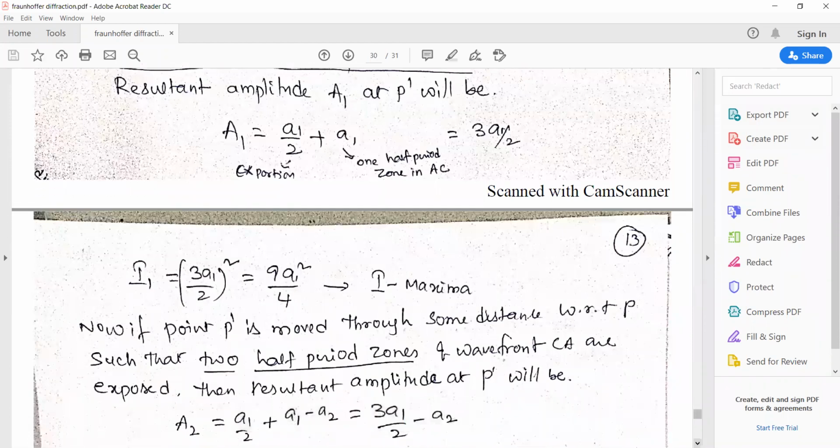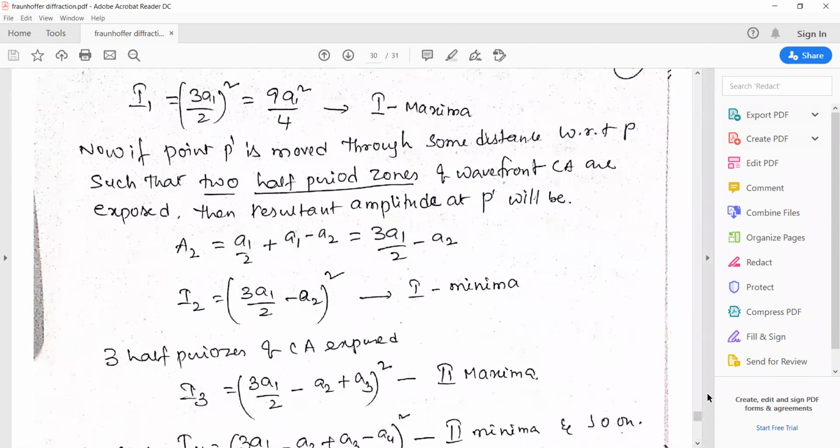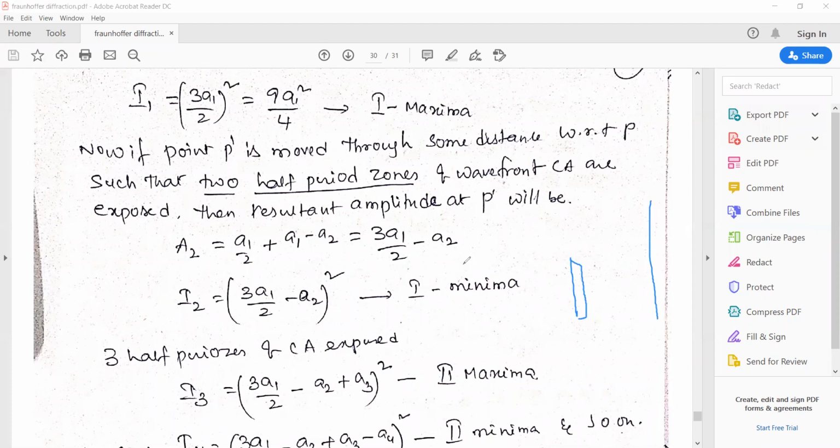Now suppose in the same portion, once again I am drawing here. Initially this is the straight edge. Okay, and this is the screen, and this is the source, point P, and this is point P dash. Okay, so this is a cylindrical wavefront C. Let's say AX. You join the source and P dash. This point is C. Now earlier we just considered there is only one off period zone.